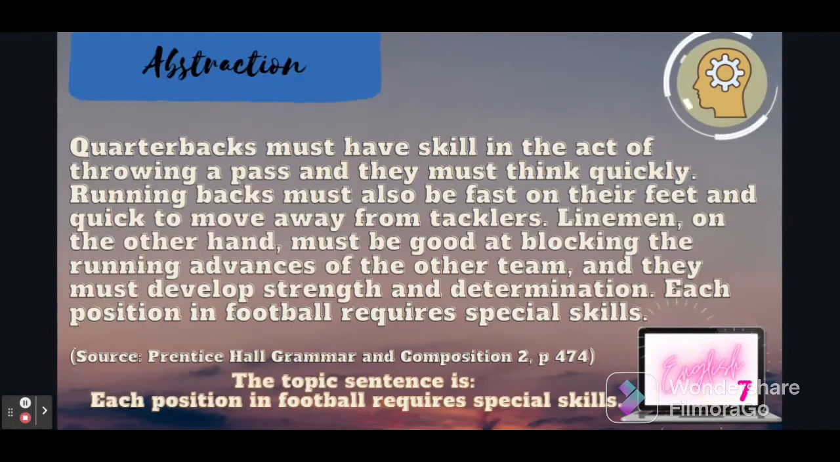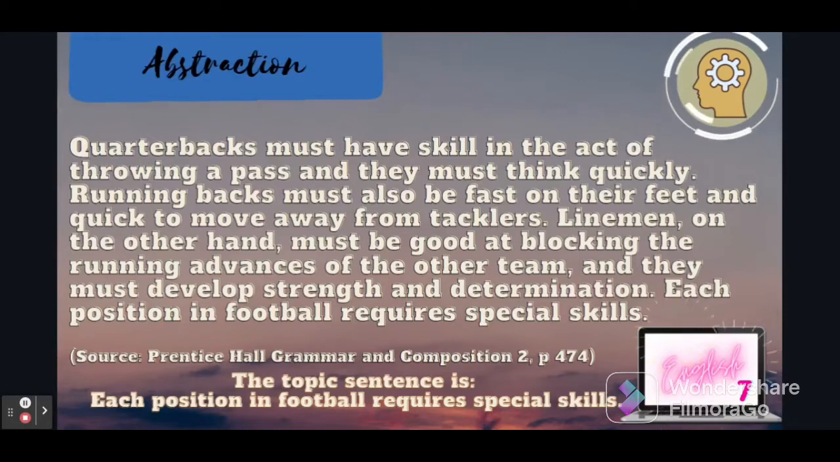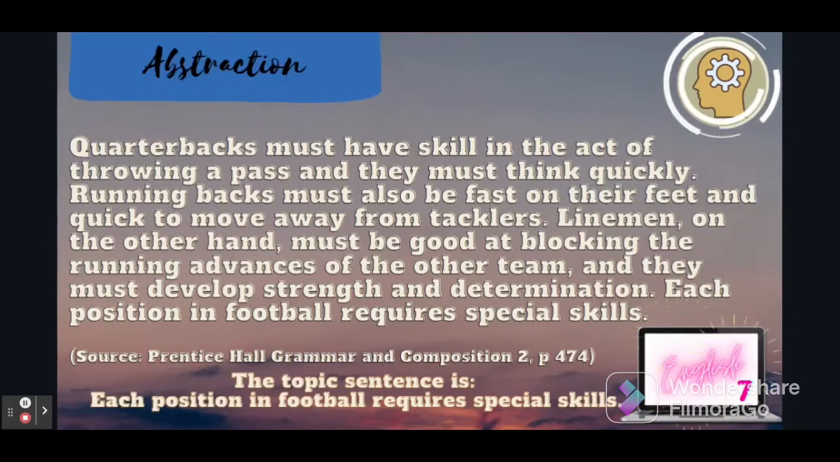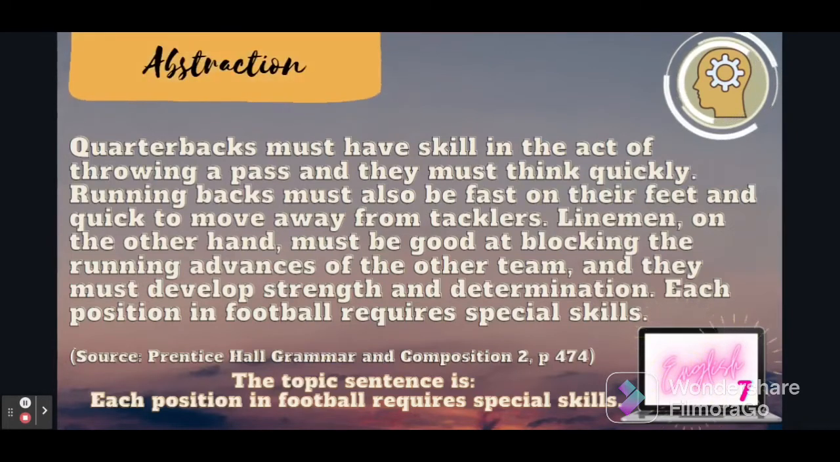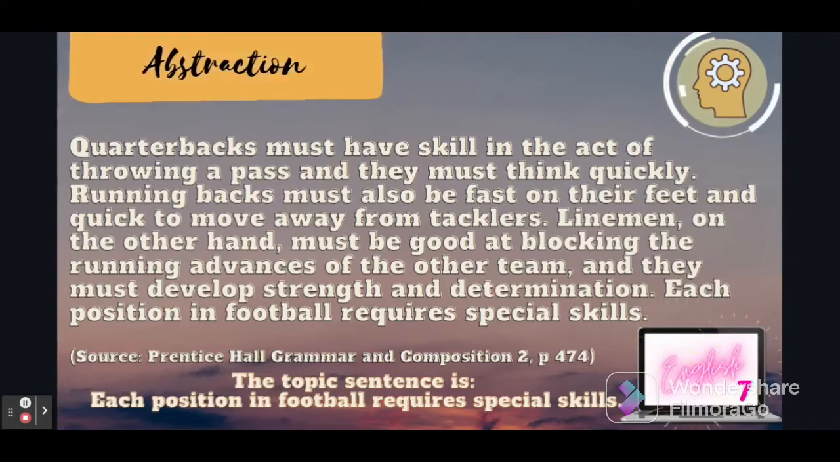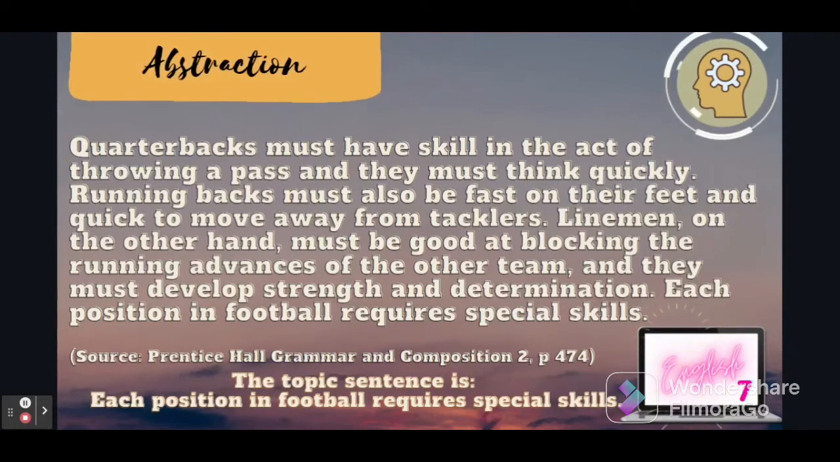Alright, the topic sentence is each position in football requires special skills. It is the main idea. It is found at the last part of the paragraph, and its supporting details are written before it. We have to take note that to find the topic sentence in a paragraph, look for the sentence that acts as an umbrella for all the ideas in the other sentences.